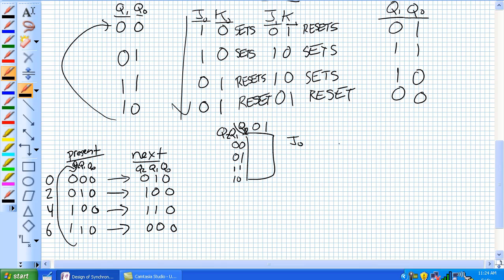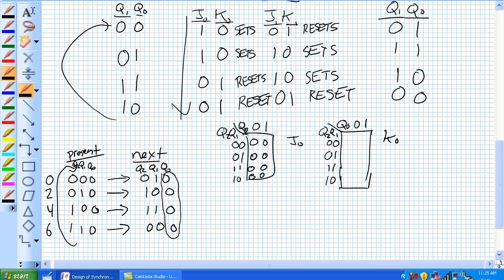Your J input for the first stage. Let's just do this and I'll show you exactly what it's going to look like. So I guarantee you what's going to happen is if it's always a zero, you can never be setting it. And technically I should be having X's in there. But why not just make this thing all ones? You're constantly resetting. You're constantly resetting Q0.